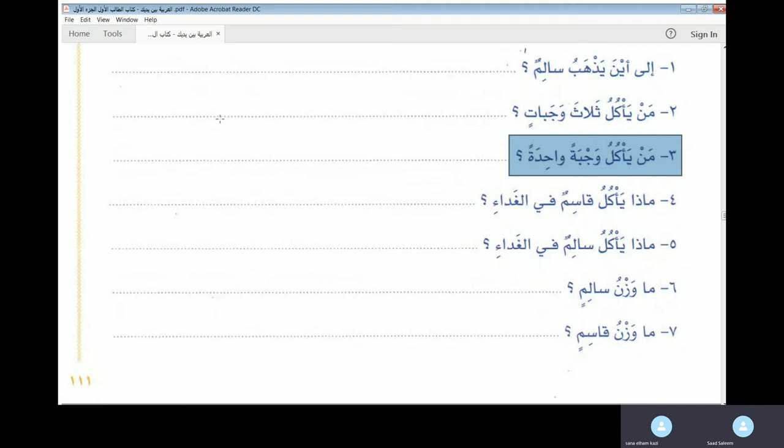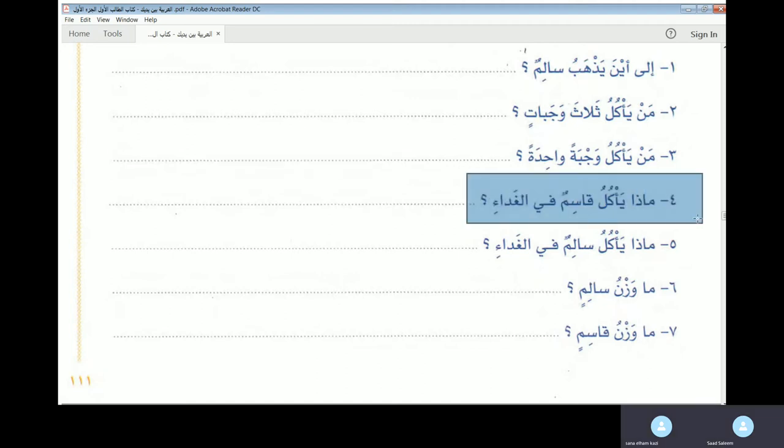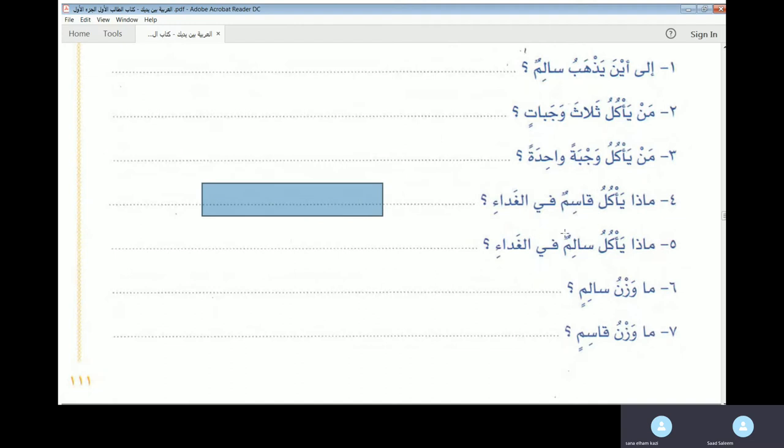Who eats one meal? Kasimun ya'kulu wajabatan wahidatan. Maza ya'kulu Kasimun fil ghadai? What does Kasim eat at lunch? Maza is what. Okay. He eats, ya'kulu Kasim, fil ghadai.